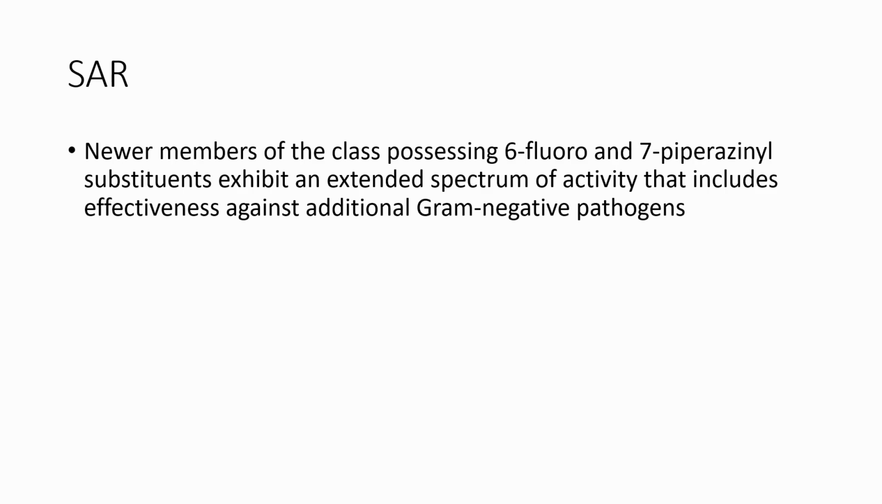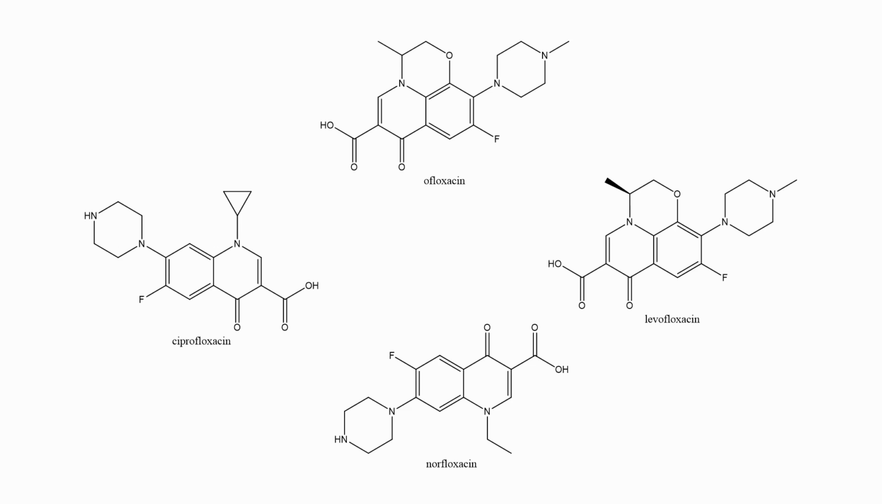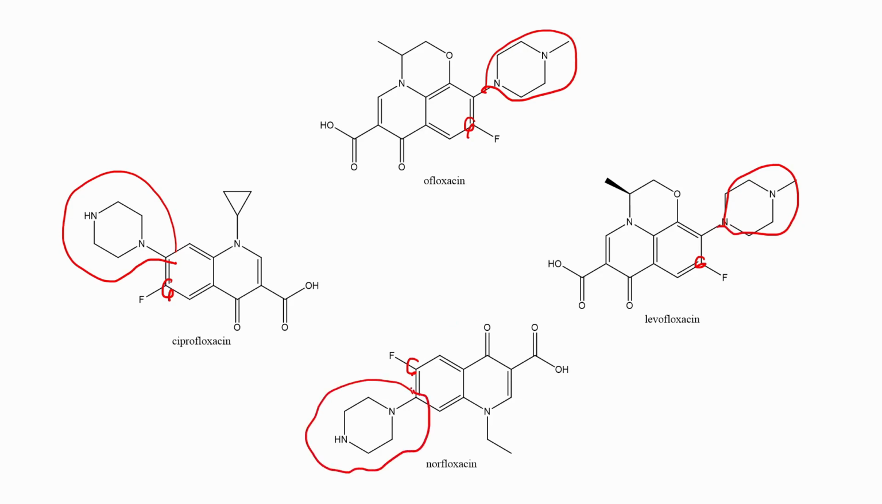Next is newer members of the class possessing 6-fluoro and 7-piperazinyl substituents exhibit an extended spectrum of activity that includes effectiveness against additional gram-negative pathogens. So let's have some examples, such as our ciprofloxacin, our ofloxacin, our levofloxacin, and our norfloxacin. So if you can see the fluorine atom, that is number 6. So all of these have a 6-fluoro substituent. And if you look at number 7, they also have a piperazinyl substituent as well. This means these antibiotics have greater efficacy against gram-negative bacteria.